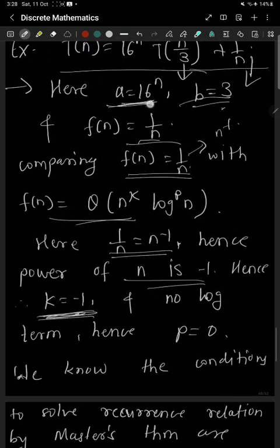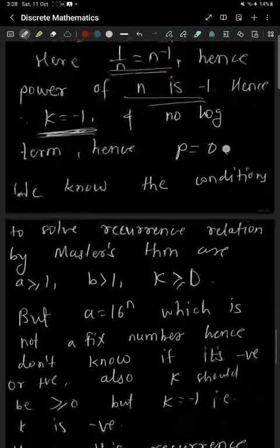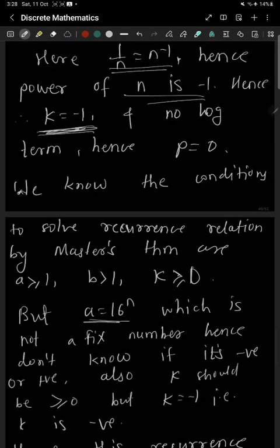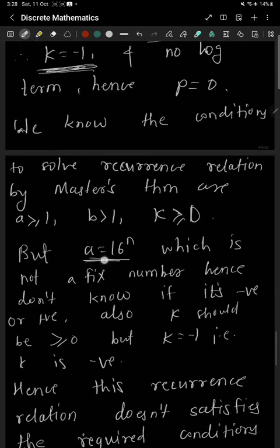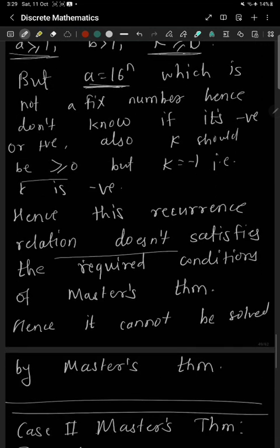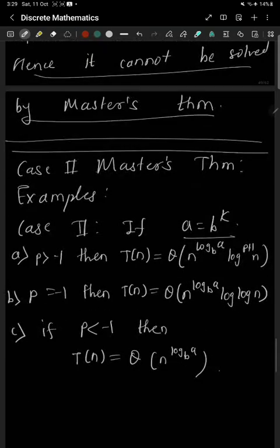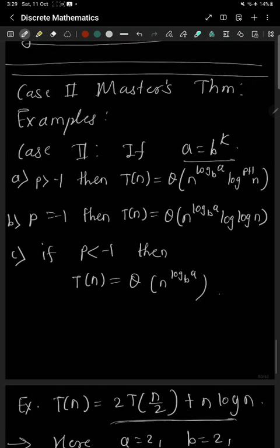Also, when we see a is equal to 16 raised to n, we cannot say that it is greater than or equal to 1. If n is negative, then it can be less than 1. Hence a is equal to 16 raised to n is also not a definite condition. Hence both of these conditions, a greater than 1 and k greater than or equal to 0, are not satisfied. So this recurrence relation doesn't satisfy the required conditions of the Master's theorem, hence it cannot be solved by Master's theorem. So always check the conditions.